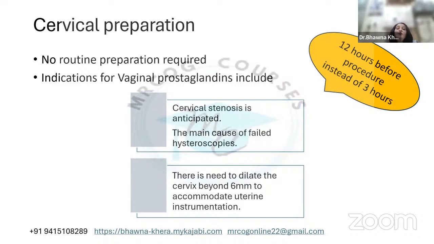Now, when to get the cervical preparation? The older version of the guideline used to say that we have to do the cervical preparation 3 hours before the procedure. The new guideline recommends that if we need cervical dilatation, we should do this medication at least 12 hours before the procedure.